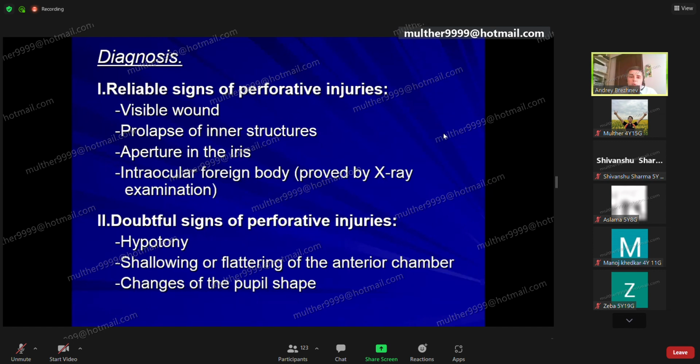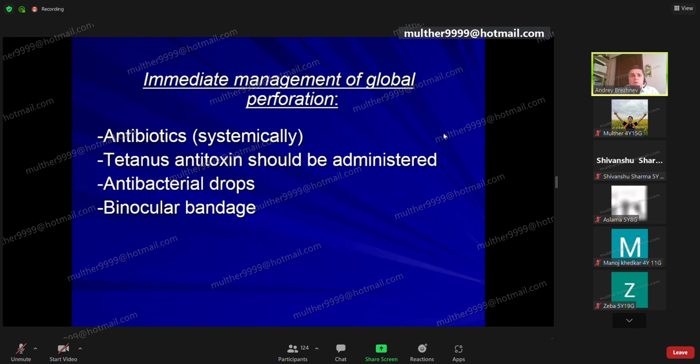And changes of the pupil shape. If there exists any perforation somewhere on the periphery, the pupil can change its shape from normal round into oval, and it may also be a symptom of the perforation, but not a reliable one. So it may be a result of other disorders. And about the immediate management of global perforation.